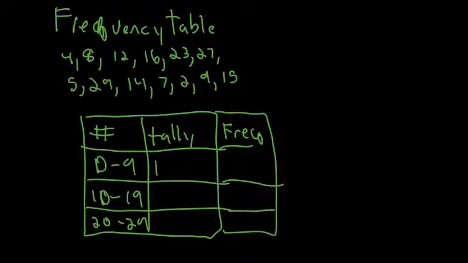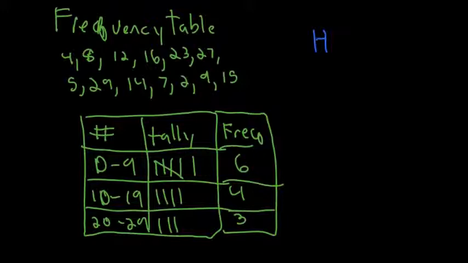Alright, so I got a 4, an 8, 12, 16, 23, 27, 5, 29, 14, 7, 2, 9, and 15. So I got my tallies there. I just put a tally as I read each number. So from 0 to 9 I have 6 values, from 10 to 19 I have 4, and from 20 to 29 I have 3. And what you can do with this is turn it into a histogram.